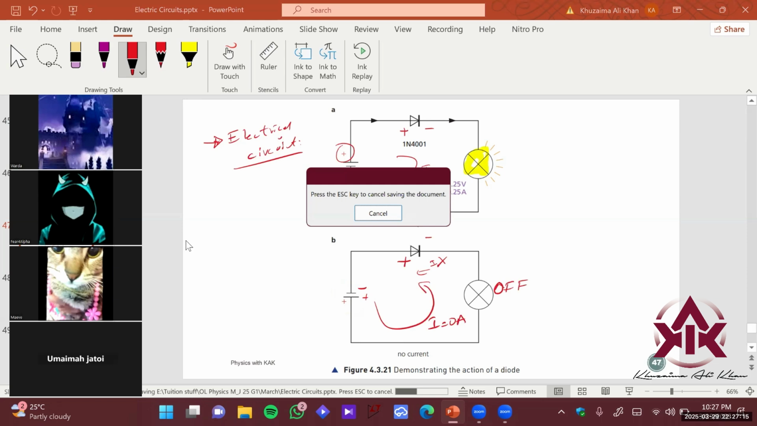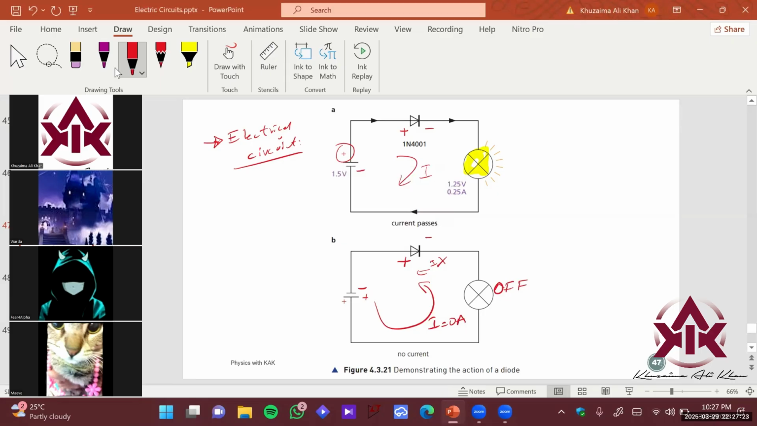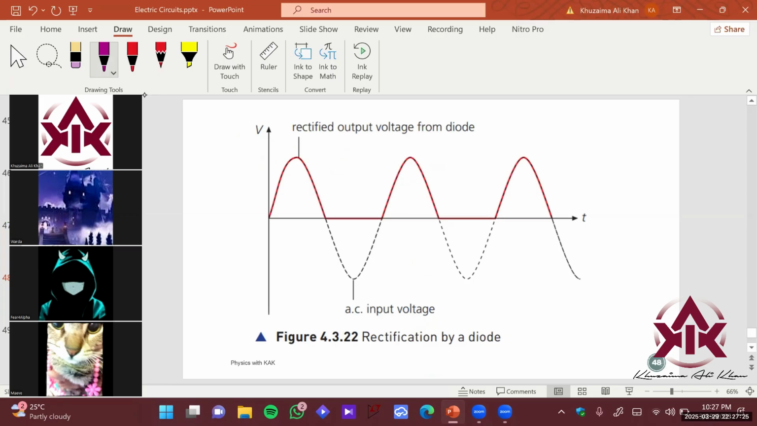Now there might be a question: sir, how is it used? Where is it used? That is a good question. So it is used as follows. Imagine this. If you have the supply that is coming to your house, it is AC voltage. It is a sine wave, and in this configuration the voltage is positive and negative both. So if you have this circuitry, let's say you have an AC supply, and you have a diode connected in this configuration.